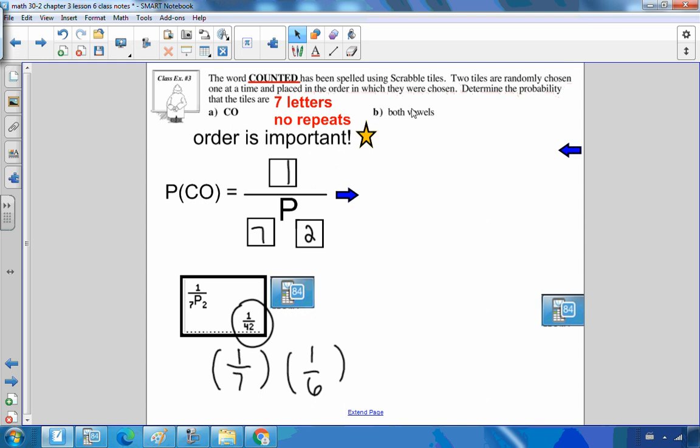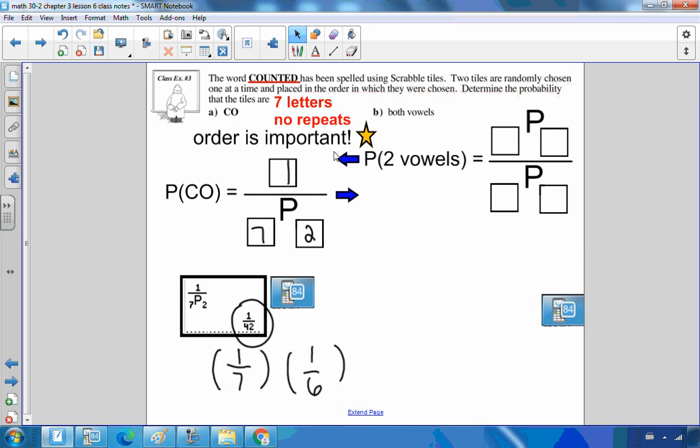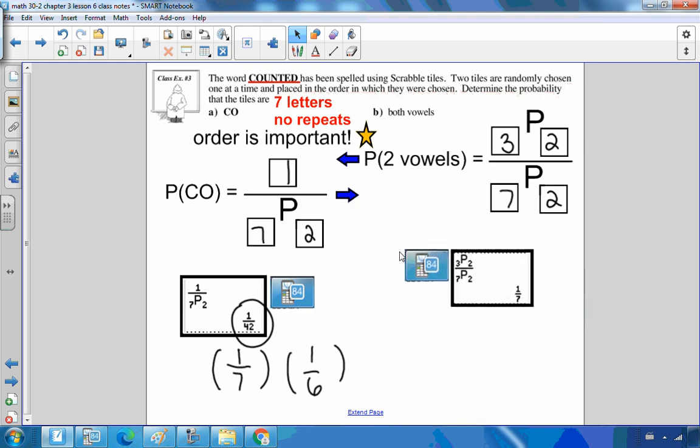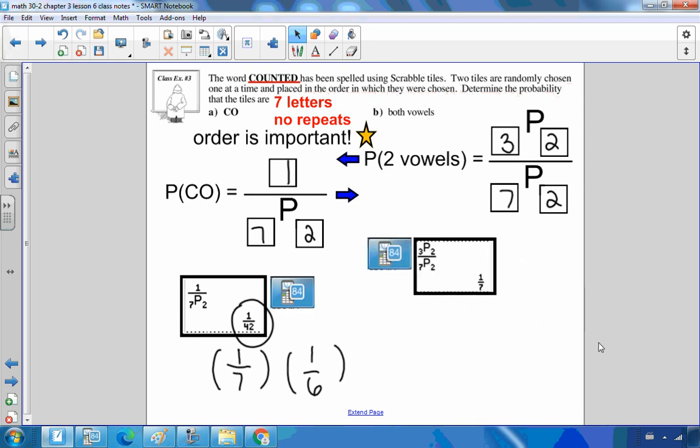Okay, this one says that they are both vowels. Both vowels. So I want 2 vowels. Let's look at my word. I have 1, 2, 3 vowels. So there are 3 vowels and I want 2 of them out of 7 letters, and I want 2. Okay, plugging that into my calculator, I get 1 out of 7.